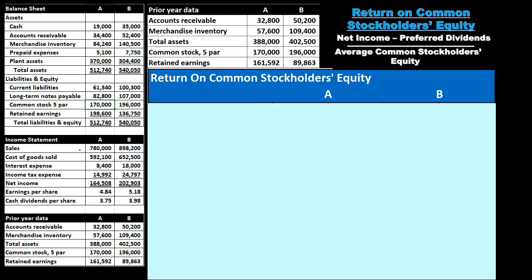Let's take a look at an example. Here's our data. We're going to have our balance sheet up top. We got our income statement down below and some prior year data that will be necessary. This will be a bit longer of a calculation, of course. One, because we might have that preferred dividend, but two, because we have that average common stockholders equity.